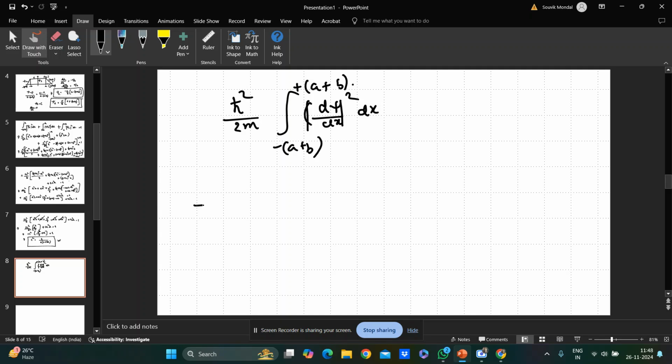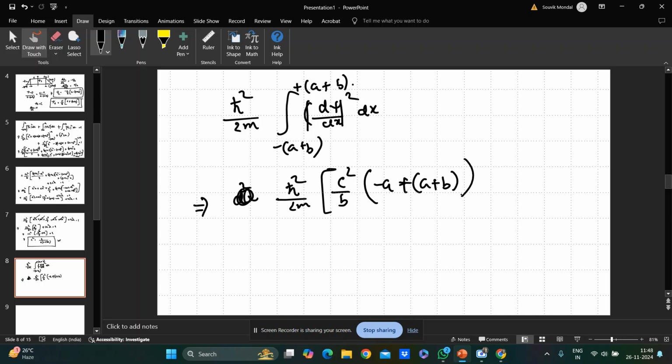So now let's separate this into different regions. h cut square by 2m. The first region is d psi 2 dx, and for that this is minus c by b. But if you take mod square, it is simply c square by b square, and the limit is minus a minus plus a plus b. So minus minus gives you a plus.